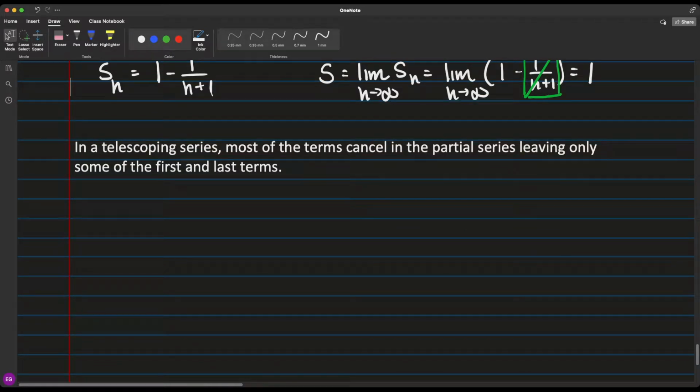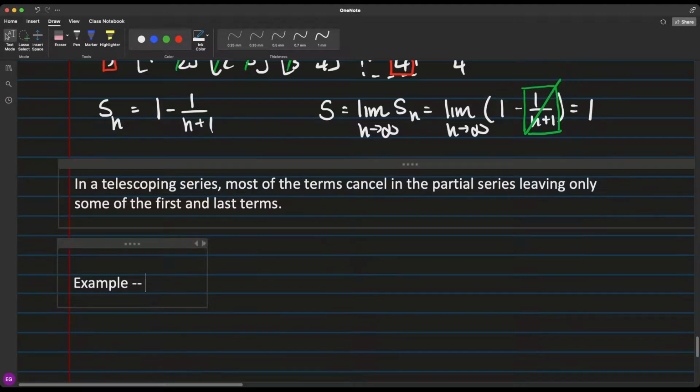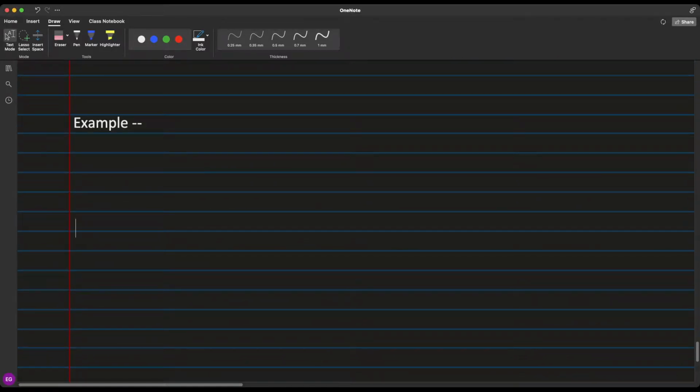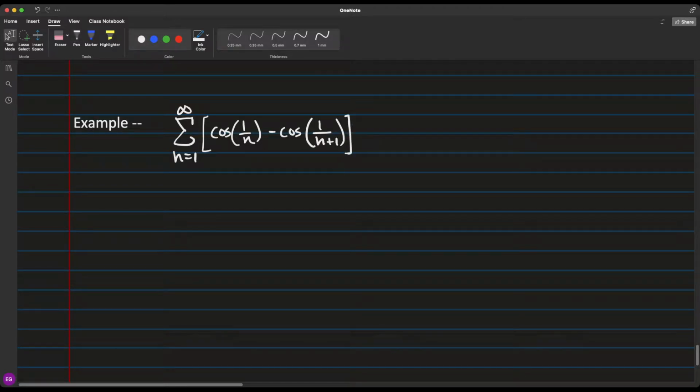So, example. Let's look at the infinite sum, where n equals 1 to infinity of the cosine of 1 over n minus the cosine of 1 over n plus 1. So let's figure out if it converges. If it converges, what will it converge to?